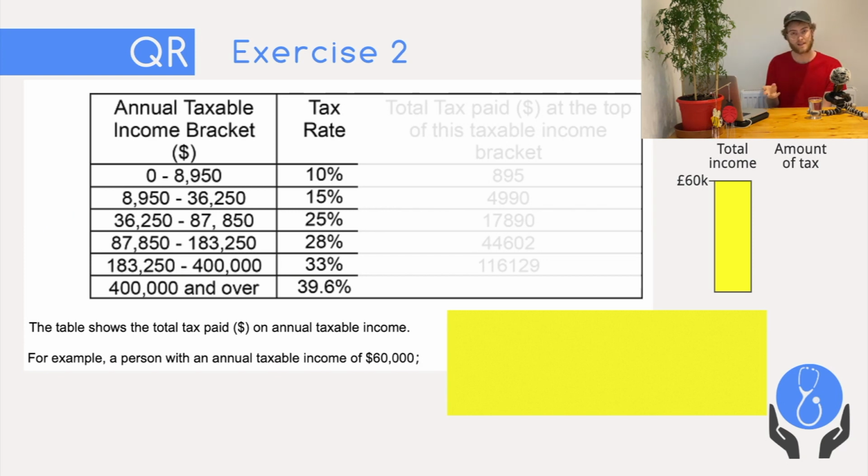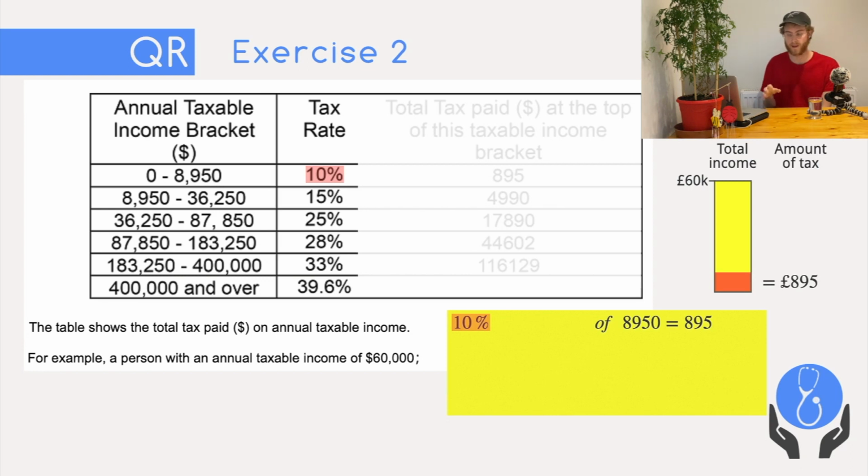However, they need to pay tax on each bracket up to their maximum. So we'll start at the first bracket there and see how much tax that is. The tax rate is 10%, so they need to pay 10% of the income that falls within that bracket. You can see that calculation there, 10% of 8,950, and that equals £895.